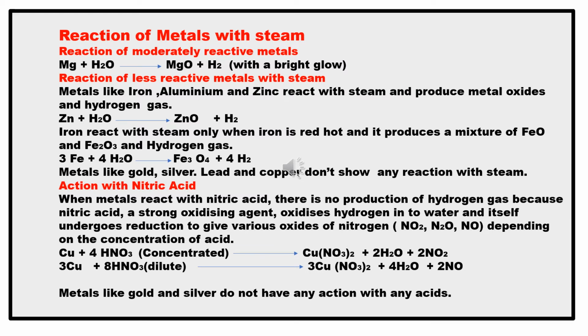Let's see what is the action of metals with nitric acid. In the previous session, we have learned the action of metals with hydrochloric acid. Now let's see what is the action of metals with nitric acid. When metals react with nitric acid, there is no production of hydrogen gas. So when metals react with hydrochloric acid, they form a corresponding chloride with the liberation of hydrogen. But when metals react with nitric acid, hydrogen gas is not evolved. What's the reason for that?